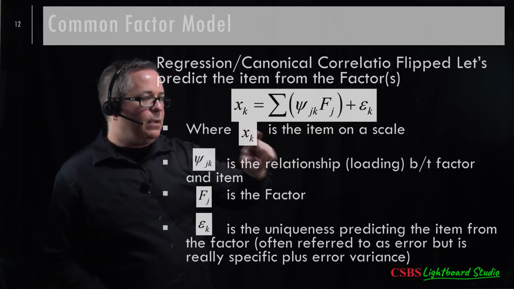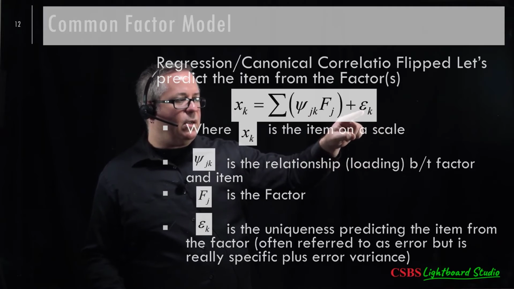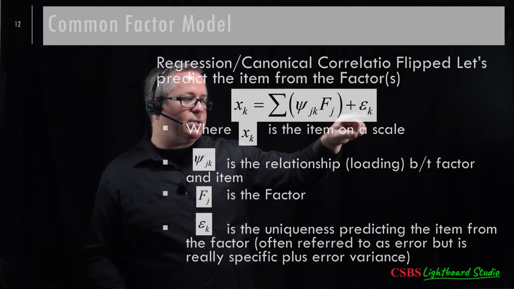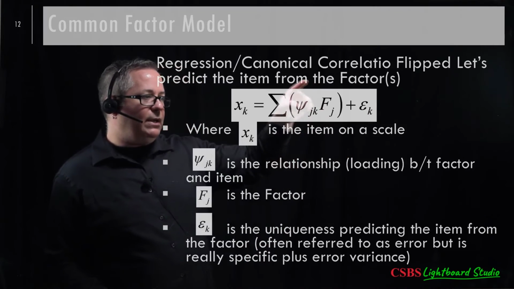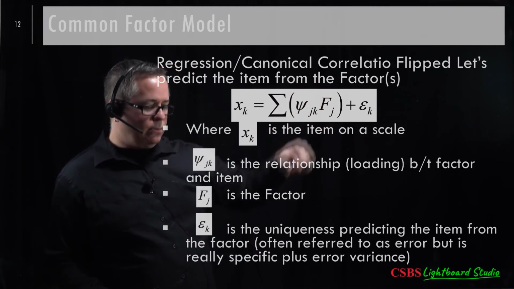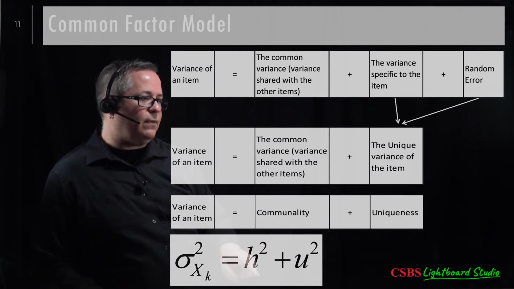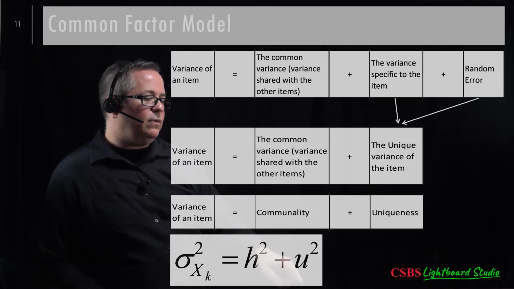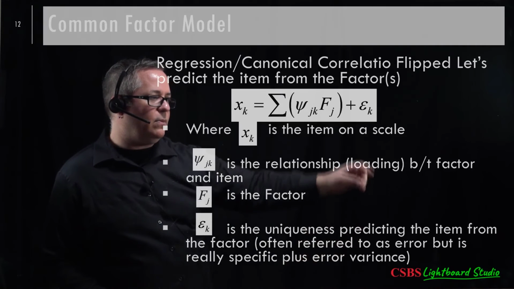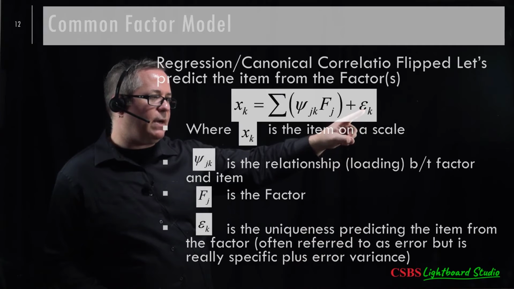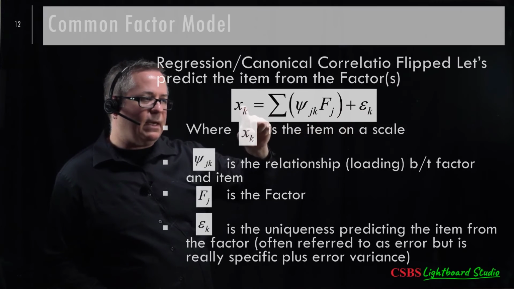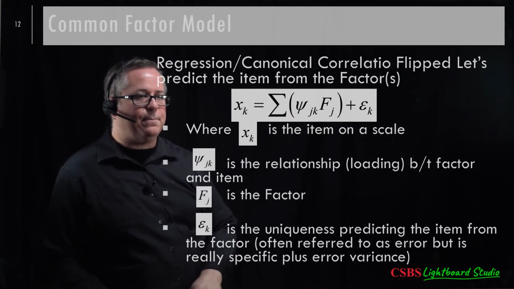this one item, plus whatever's not explained, whatever is error, whatever is not related, so that this part here corresponds to the common variance. This is the part that's related to the factor, and then this u squared part is whatever's left that's not predicted by the factor, which makes this the unique variance. So even though it's saying error here, this is the uniqueness, the part of this item that doesn't relate to any of the factors.